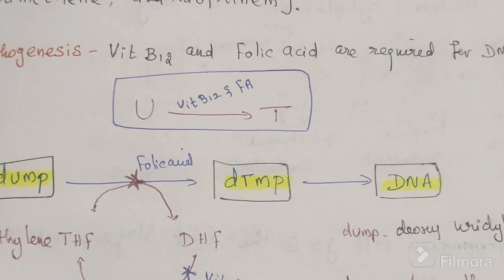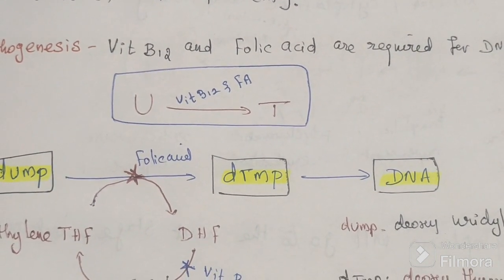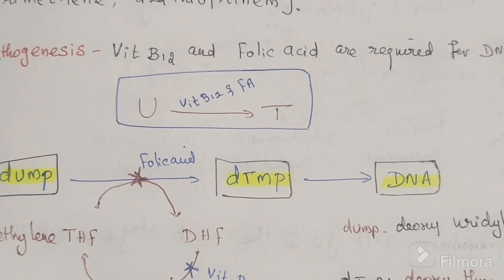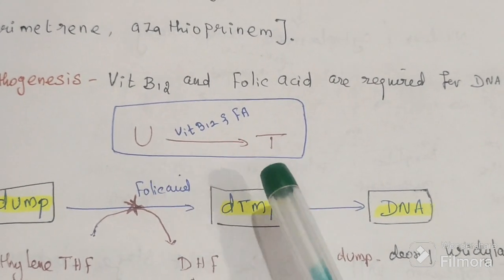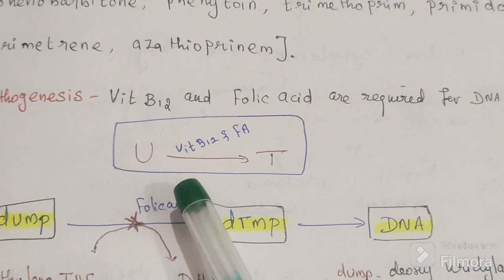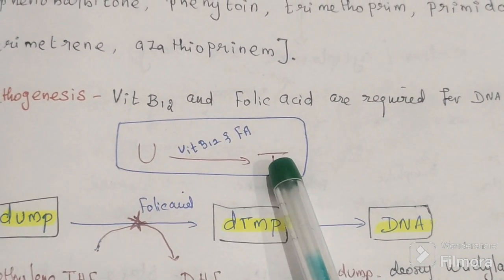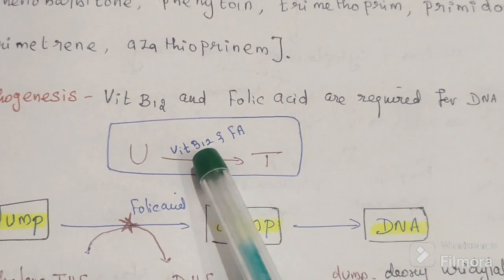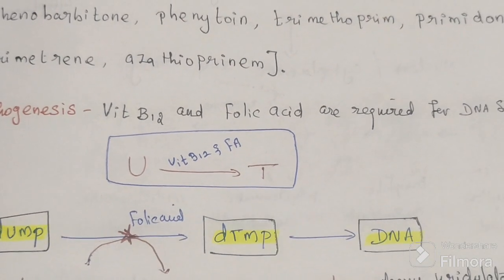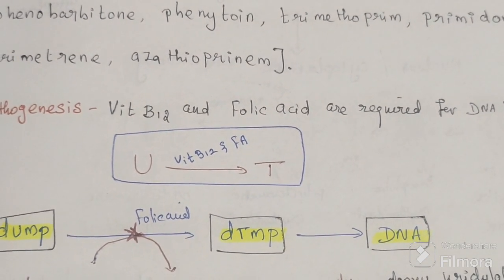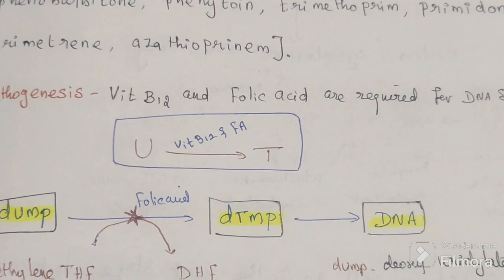Vitamin B12 and folic acid are required for DNA synthesis. DNA has four bases: adenine, guanine, cytosine, and thymine. How is thymine formed? Thymine is formed by conversion of uracil. Uracil requires vitamin B12 and folic acid. For this conversion to thymine, we require both vitamin B12 and folic acid.